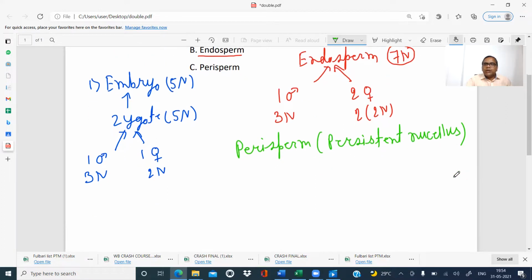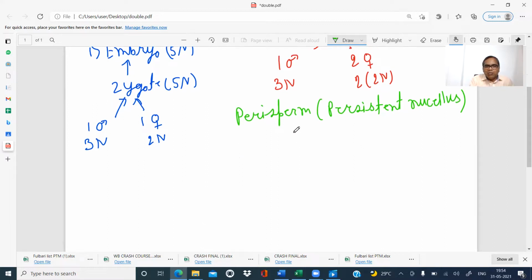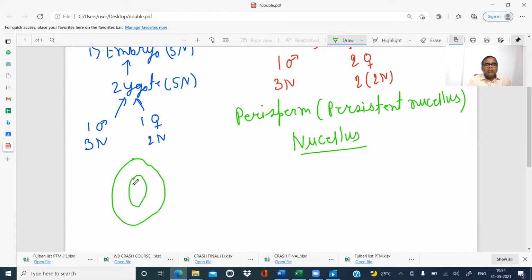So in this case, if you come to nucellus, now we should understand the ploidy level of nucellus. Where is nucellus found? Suppose you are observing this ovule. Inside this ovule, suppose it is the embryo sac. In between the integument and this embryo sac, there are some cells, nurse cells. They work for nourishment of the developing embryo sac, and these are called nucellus. So the ploidy level of nucellus will be the same as the ploidy level of the female plant.